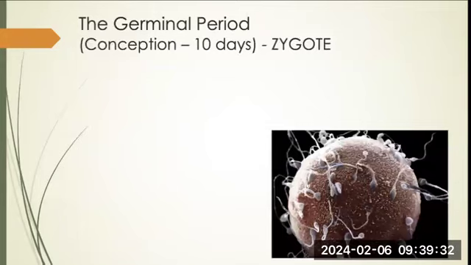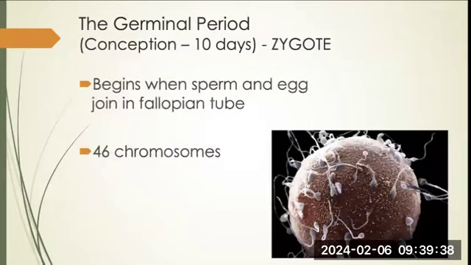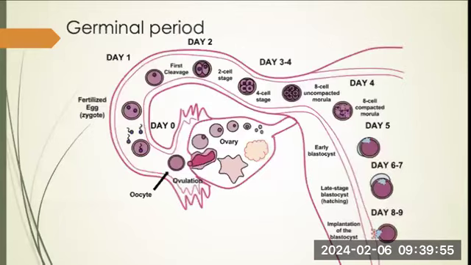It is a zygote. So there's a picture of an egg, and it's surrounded by sperm cells trying to merge with it. So the germinal period starts at the point of conception, when the sperm and egg join in the fallopian tube. So remember, the egg cell has 23 chromosomes, the sperm cell has 23, they join, and now the zygote is complete. It has 46 chromosomes, 23 from each of the sex cells.